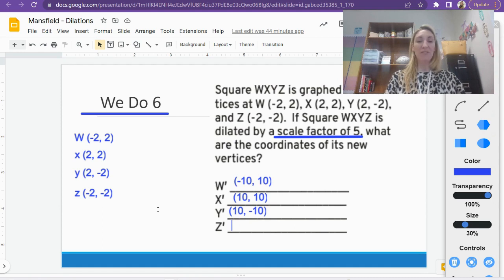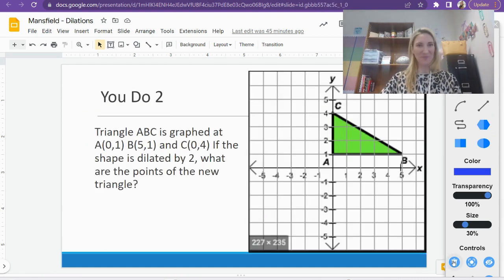Now, Z prime, I have negative 2. Negative 2 times 5, negative 10. The other one is also negative 2. Negative 2 times 5, negative 10 again as well. Guys, these are my new points for my new square: W prime, X prime, Y prime, Z prime. I hope that made sense. And here we go. We're going to go to the next one.